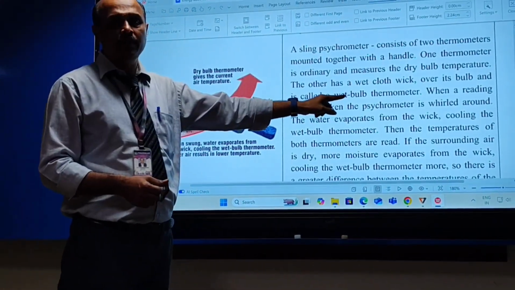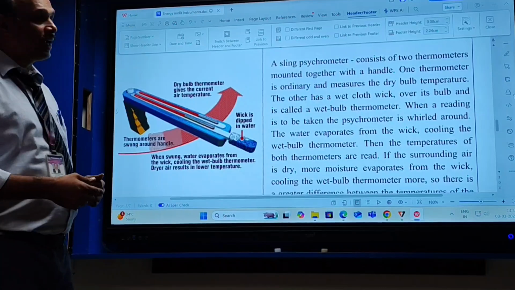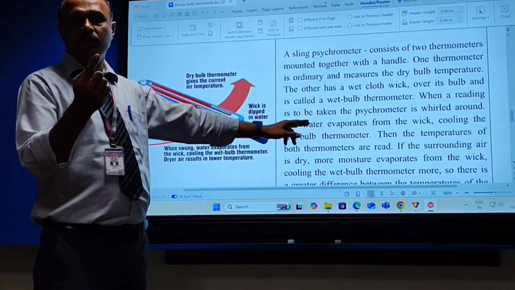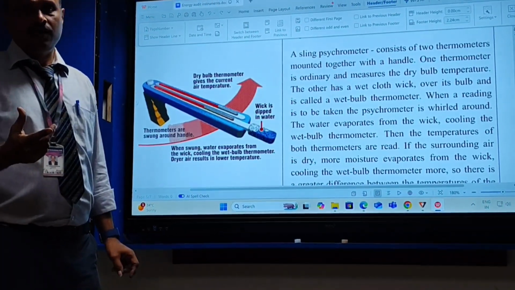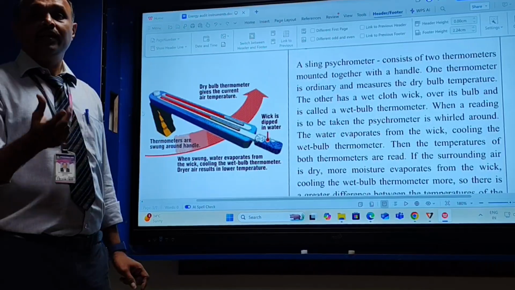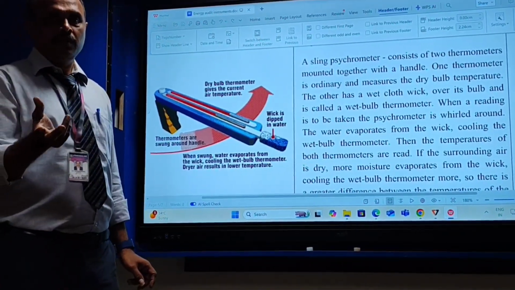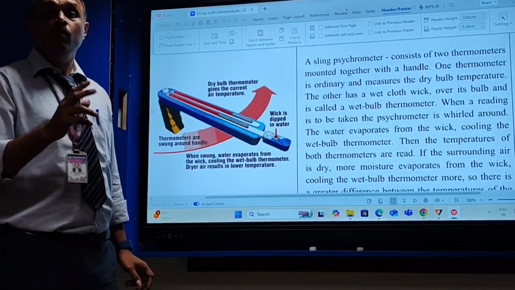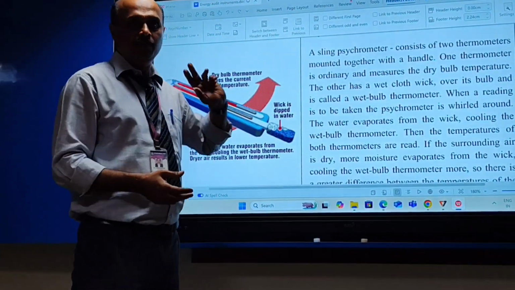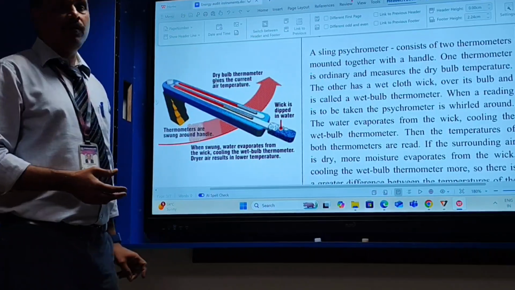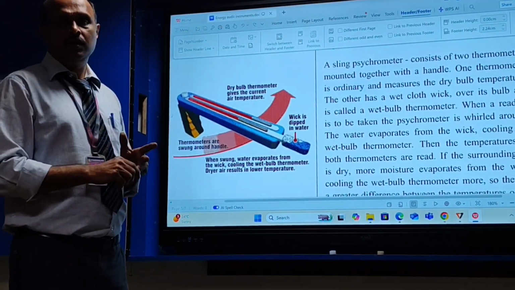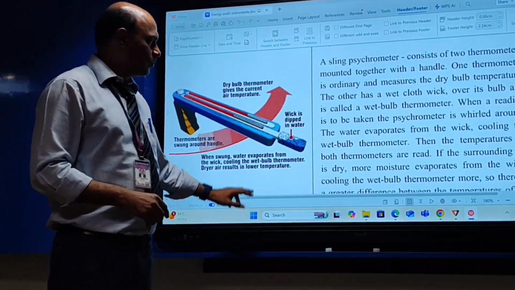In case of the wet bulb, we are going to wind a cloth over it. By moving the arm, the temperature rises at a much faster rate. Based on how much faster it rises, it gives the difference of temperature. One is dry, another is wet. Based on how much the water evaporates in the wick, that gives the wet bulb temperature. So this is the second type of your psychrometer, which gives both wet bulb temperature as well as dry bulb temperature.